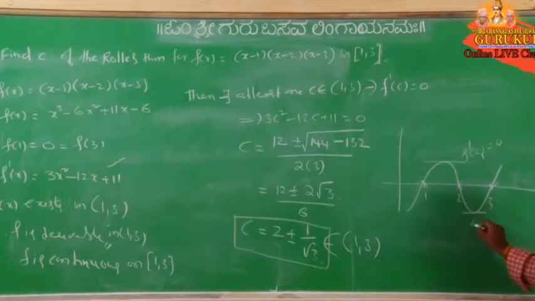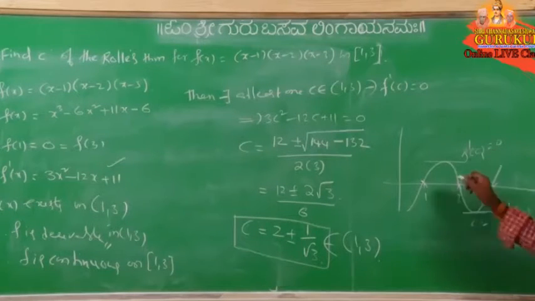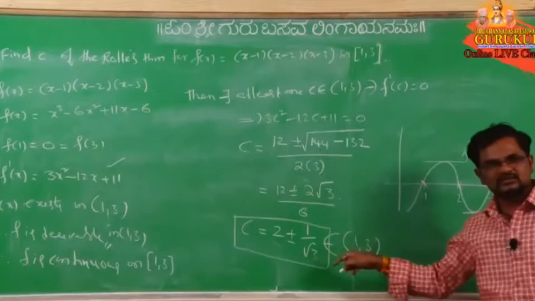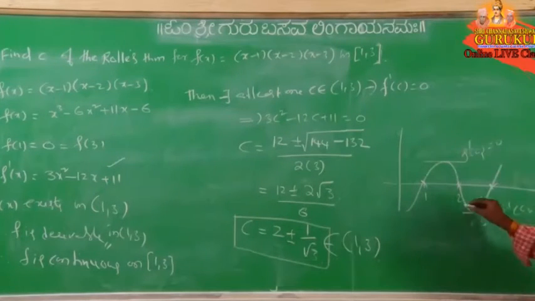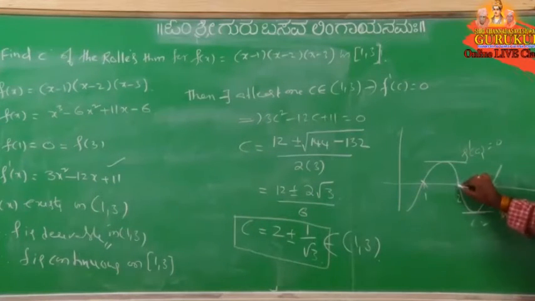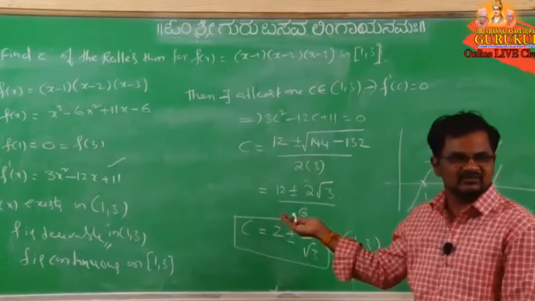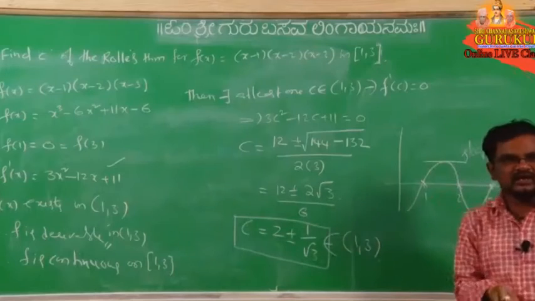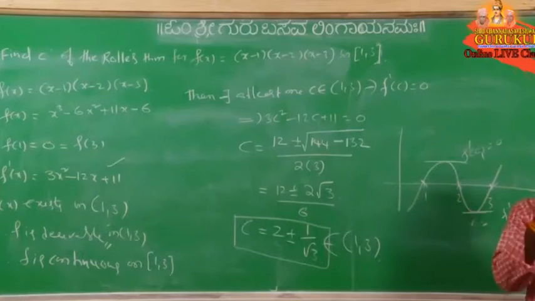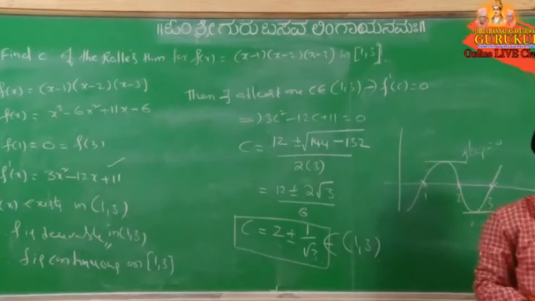If you take it as c2, so here also f dash of c2 equal to 0, right? So c1 is 2 minus 1 by root 3, and c2 is 2 plus 1 by root 3. Means one root belongs to (1, 2), one more root belongs to (2, 3). Like that only, in the geometrical interpretation of Rolle's theorem we discussed, not only one c, more than one c exists for f dash x equal to 0.